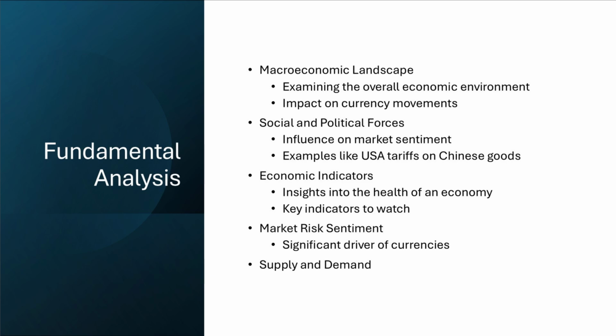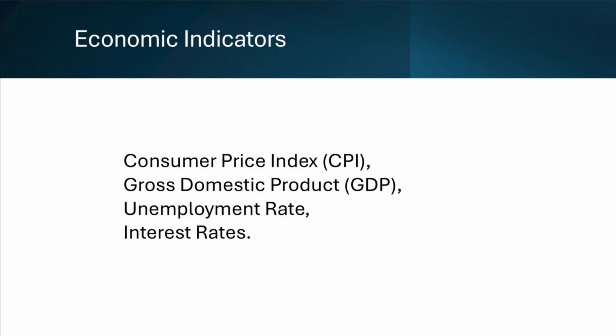What should you look for when analyzing factors that might affect the supply and demand of currency pairs? Here is a list of relevant items. Economic indicators can provide an overview of the economic health of a particular country. Traders usually keep an eye on these commonly used indicators. There are Consumer Price Index, CPI, Gross Domestic Product, GDP, unemployment rate, interest rates.